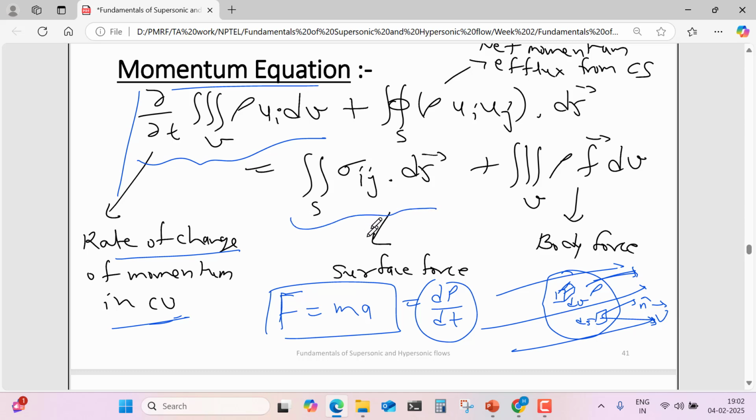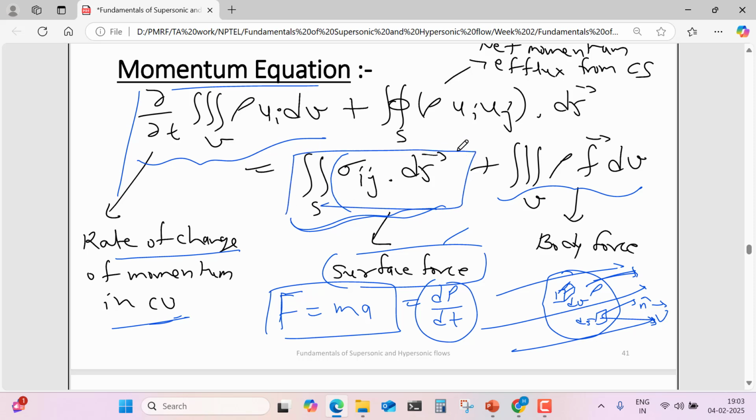The third term is the surface force. And the fourth term is the body force, like gravity, magnetic force, or some other force. The surface force is like stresses: normal stress, shear stress, and pressure all come under the surface force. And the surface force is given by this term.